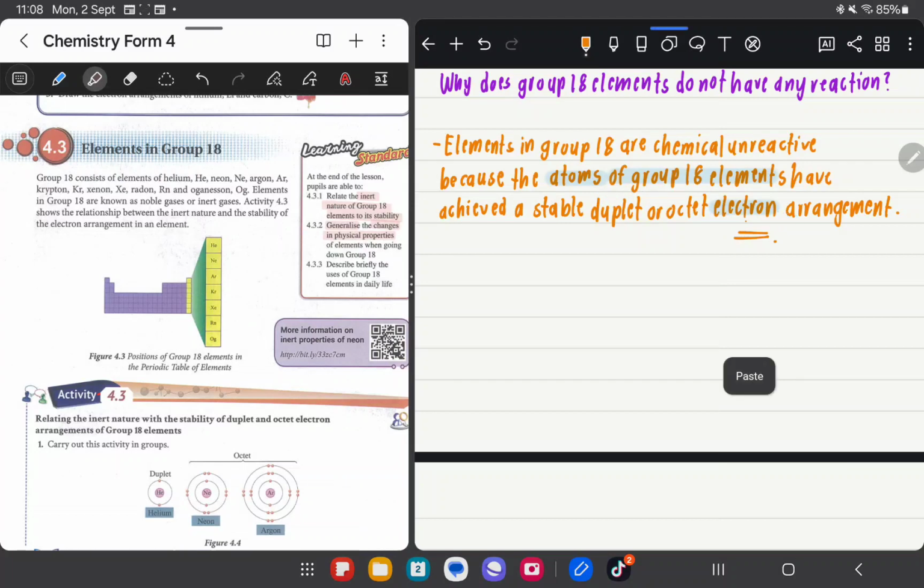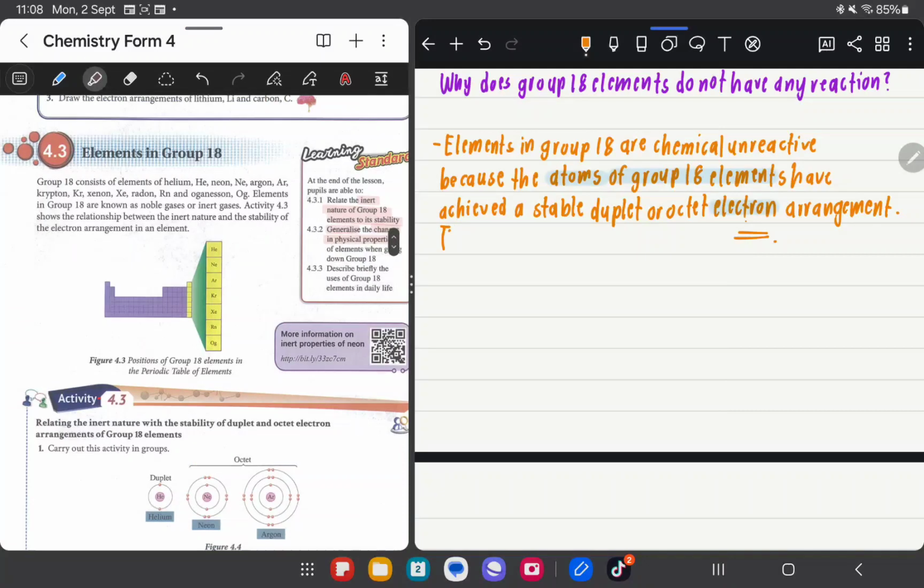You talk about electron but you don't put the atom, you just put because the group 18 elements have achieved a stable duplet or octet electron arrangement. We put wrong because the elements betul, tapi electron punya partner atom mana? Faham tak? Whenever you explain about electron in this chapter, in the same sentence we need the word atom. And pastikan dia sounds logic lah. Faham tak? The word sounds sedap nak baca. So my way is, I usually say the atoms of group 18 elements have achieved a stable duplet or octet electron arrangement. Cantik, lengkap macam tu. Faham?